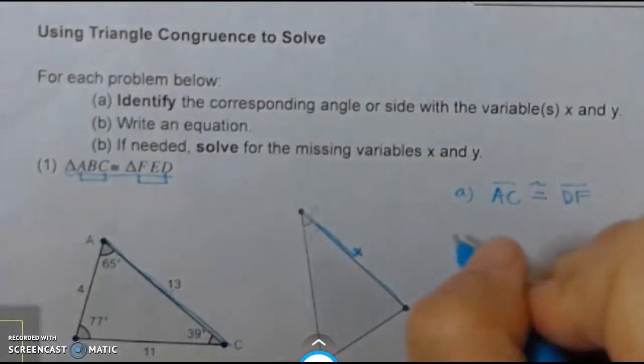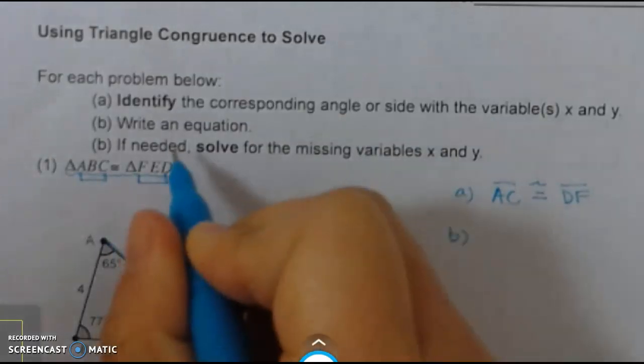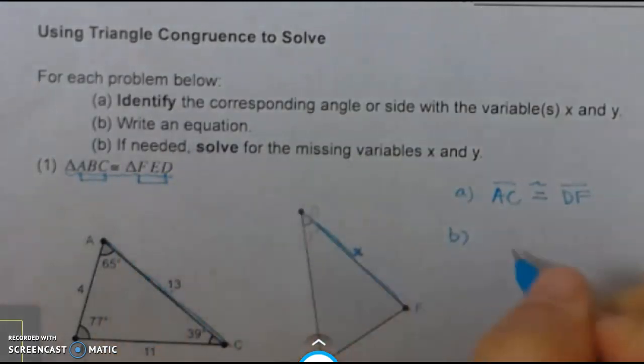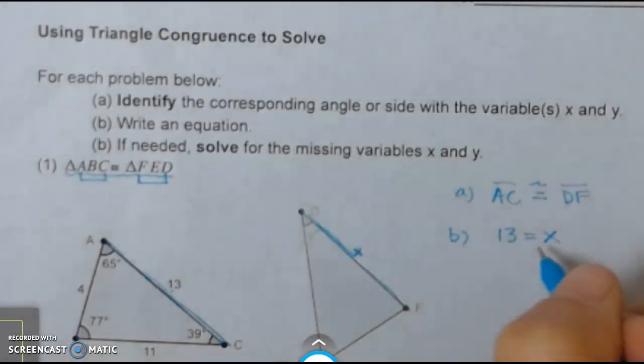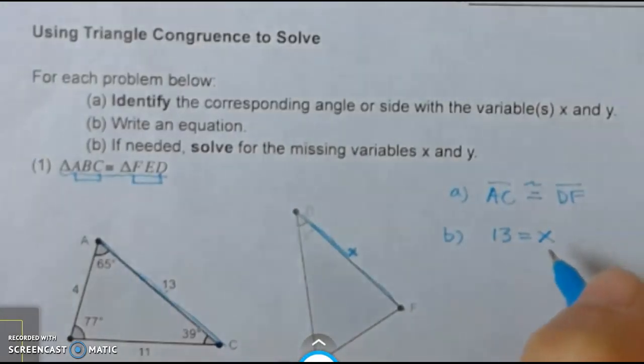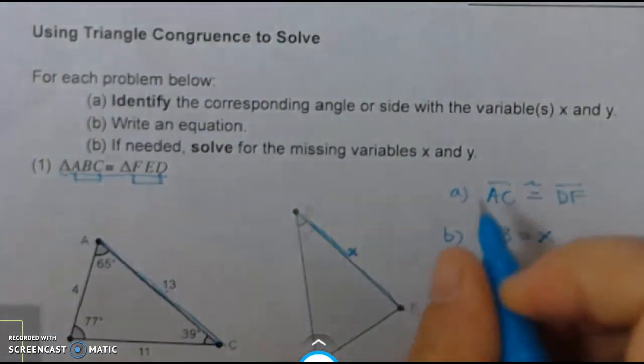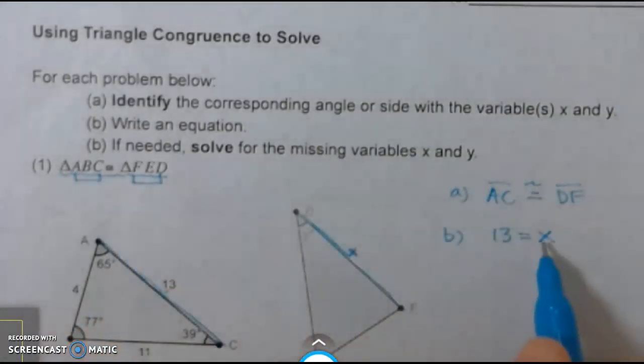That's for the x. And for B, then I need to write the equation. x and 13 have the same value. Okay, so I'm not using the congruent statement. I'm just using the equals because we're talking about values. And then finally, C says to solve. We already solved because we know what the value is.